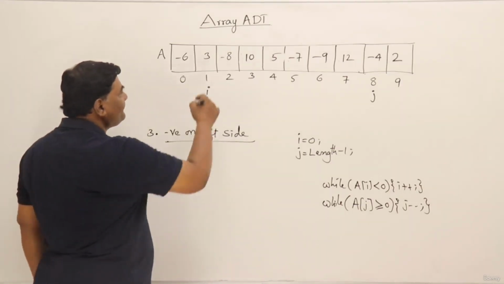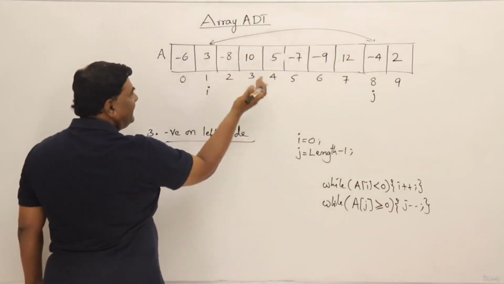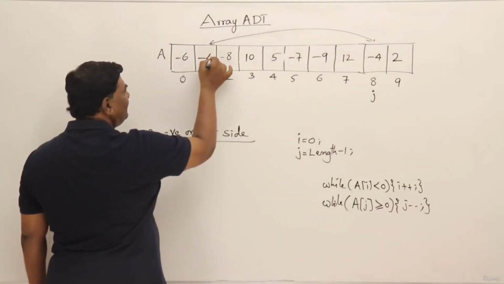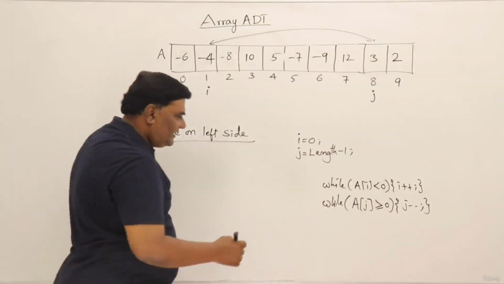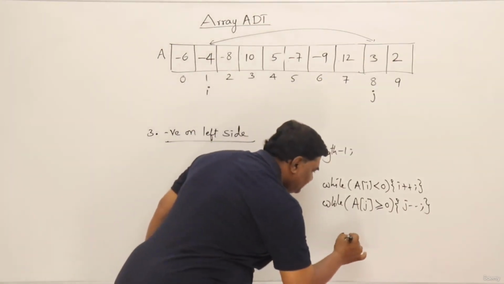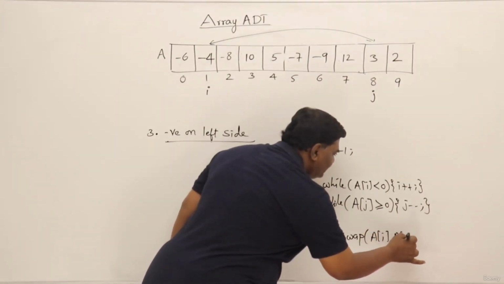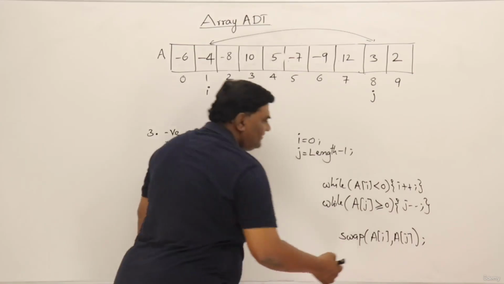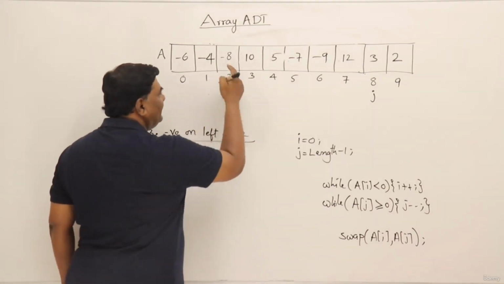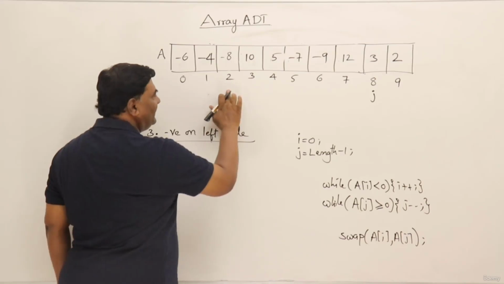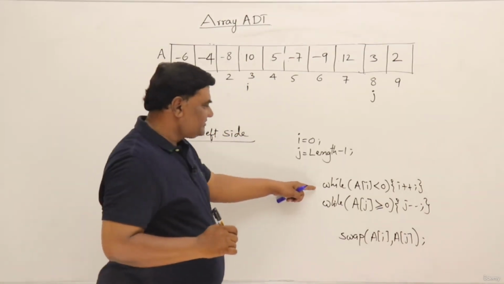Then what should we do? Interchange them. These numbers should be interchanged. So minus 4 is brought here and 3 is sent there. So we should swap them. I will write down swap a of i with a of j. Now I should do the same thing. i plus plus. Is it a positive number? No. i plus plus. Is it a positive number? Yes. So this loop has finished.